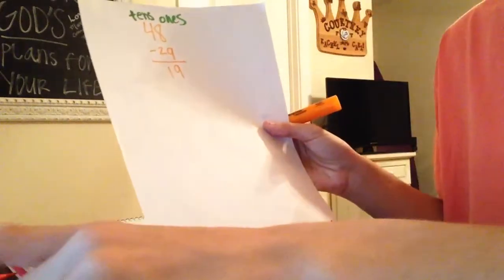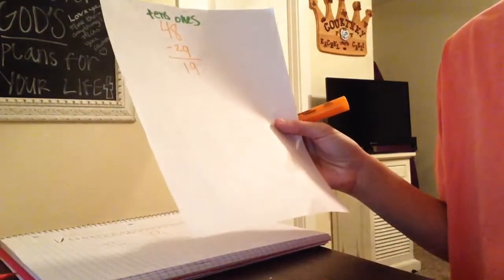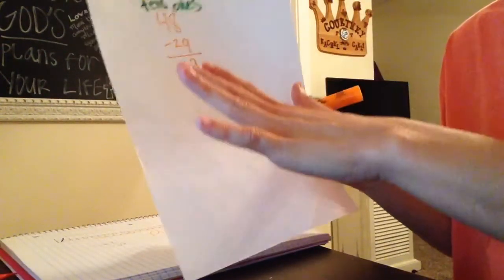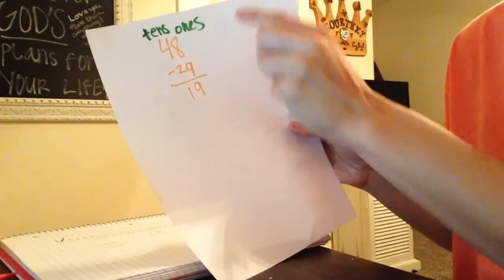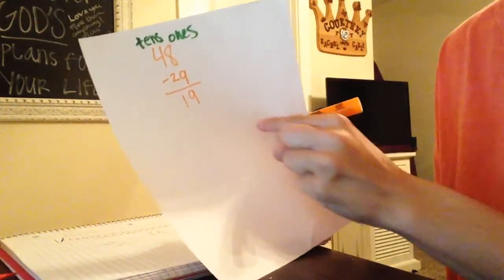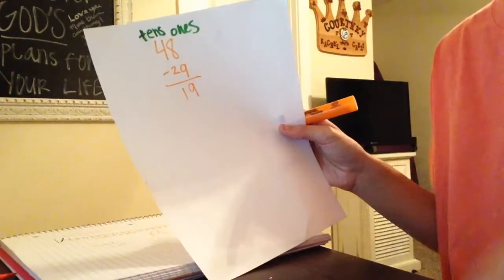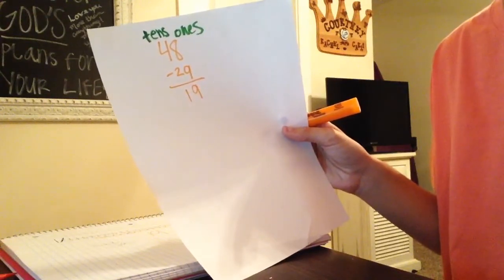So now I'm going to show you using base 10 blocks how to set up this problem. Whenever we're setting it up, the number we're going to make in the base 10 blocks is going to be the top number because we're trying to take away from 48. So in order to make 48 with base 10 blocks, let me show you how we're going to do this.